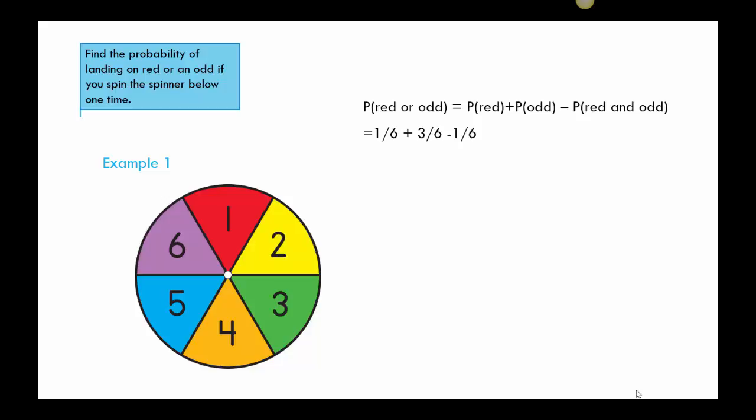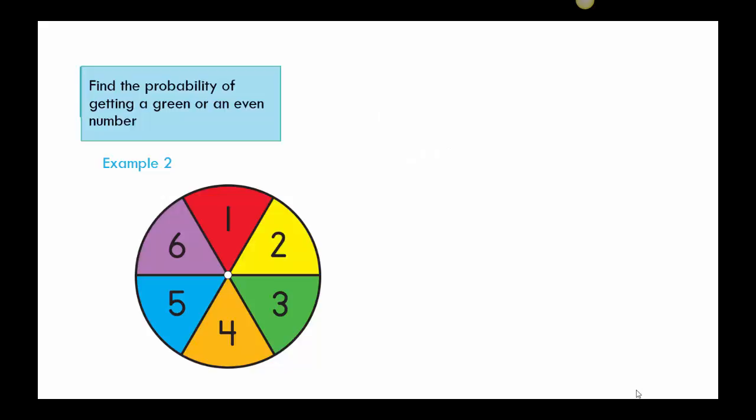All right, so red, I have 1 out of the 6 slices is red, so I have 1/6. And then odd, I have 1, 3, and 5, so there are 3 out of the 6 choices that are odd. We do want to notice that the red slice has an odd number, so I've counted it twice already, so I just want to take out that one time that it happens both times. Okay, add that together, the 1/6s cancel out, and I'm left with 3/6, and I just want to reduce that to 1/2.